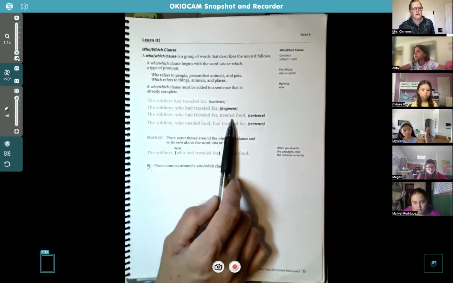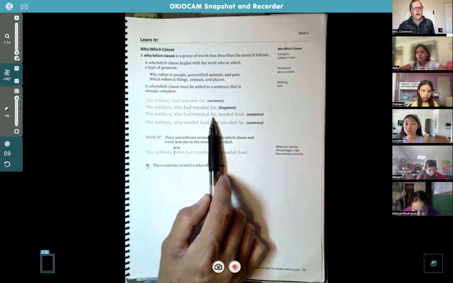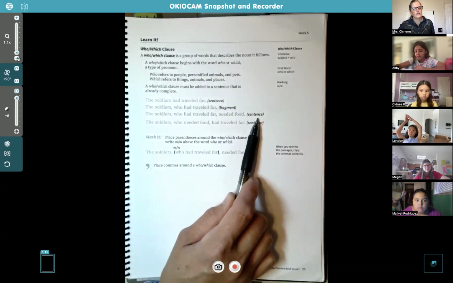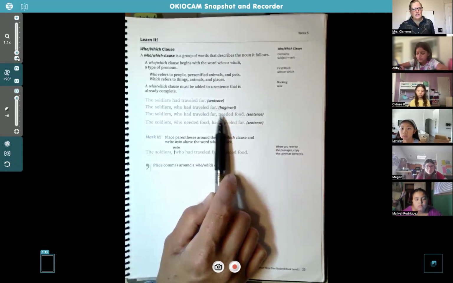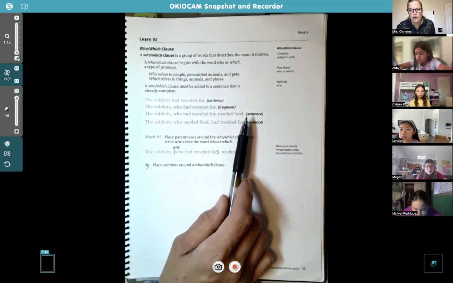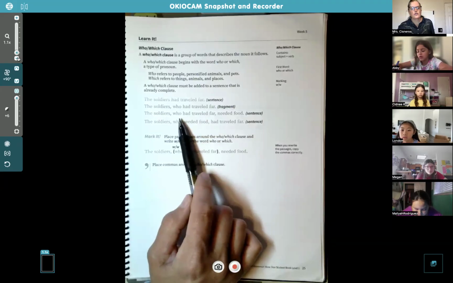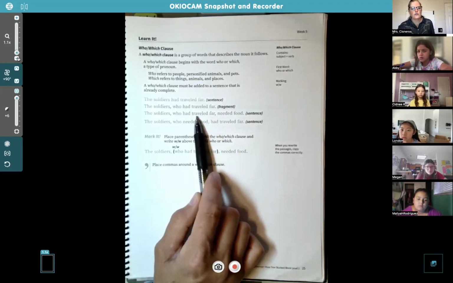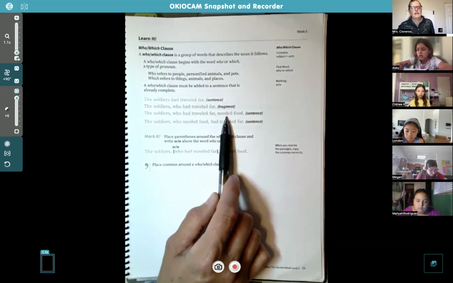So look at the next example here. The soldiers who had traveled far needed food. That makes sense. That's a complete sentence. Notice the word needed. That is a verb. It needs another verb after and a little more information after that in order for the sentence to make sense. So now we have a who clause. The who clause is who had traveled far. It's right there in the middle. So the soldiers who had traveled far needed food.